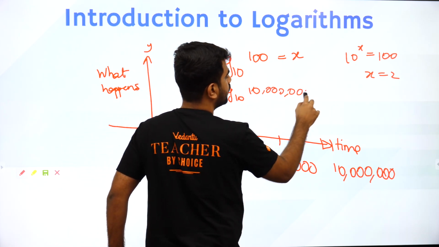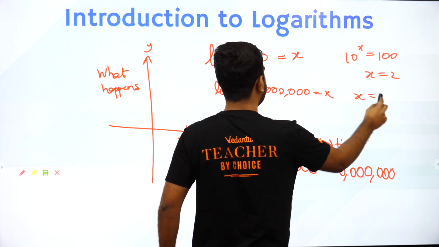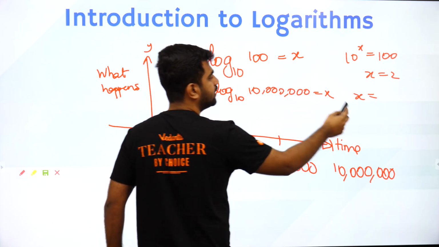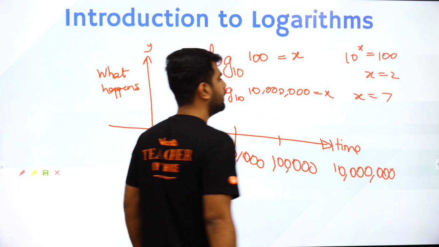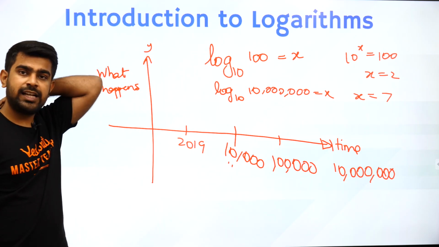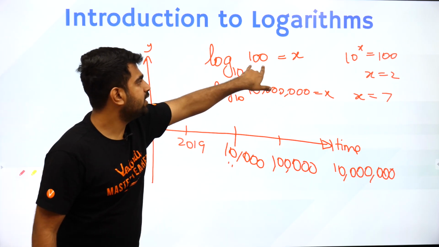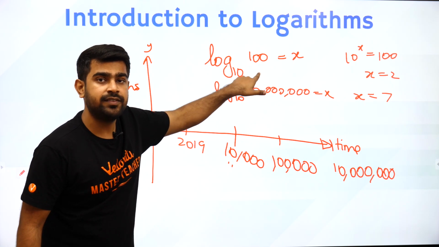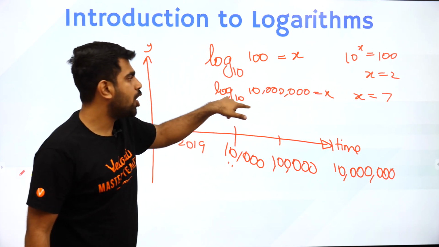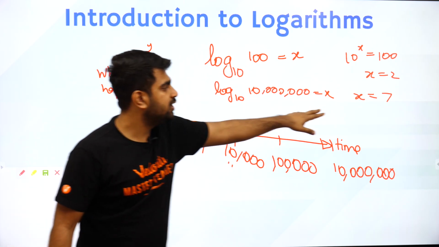10 million. So what is my x? My x will be 1, 2, 3, 4, 5, 6. It will be the number of zeros, right? So it will be 7. It will be the number of zeros because here log 100 to the base 10 will give you 2 zeros and log 10 million to the base 10 will give you 7 zeros.